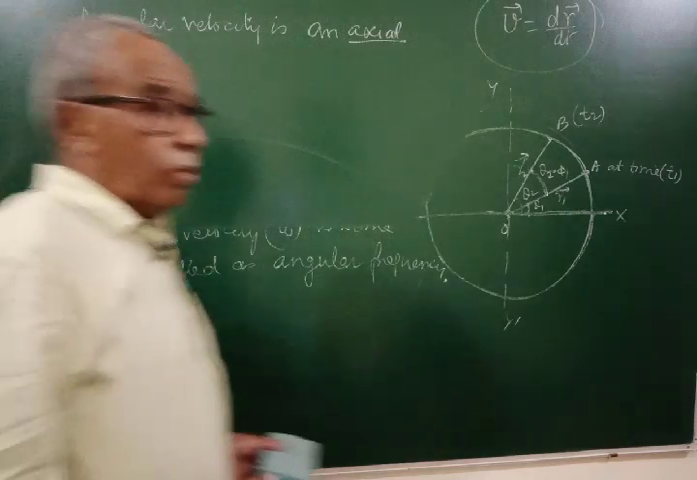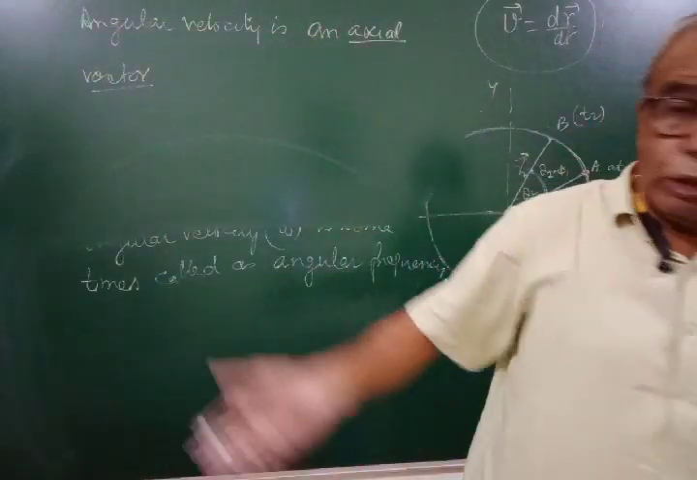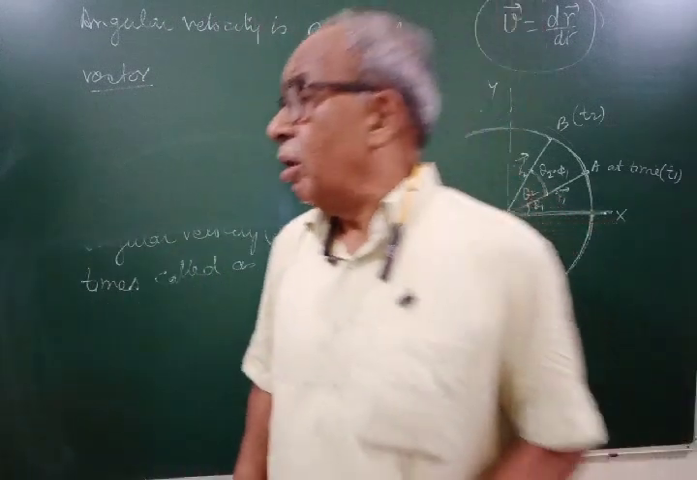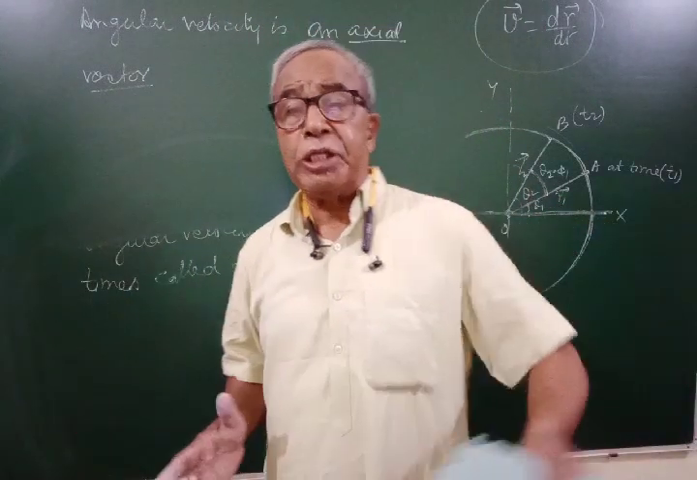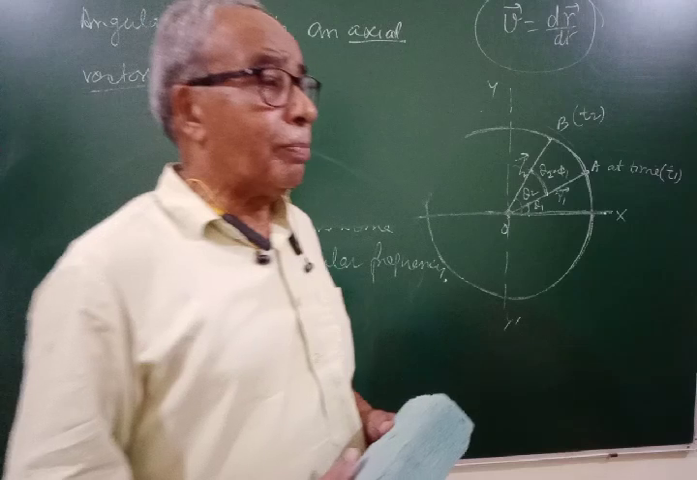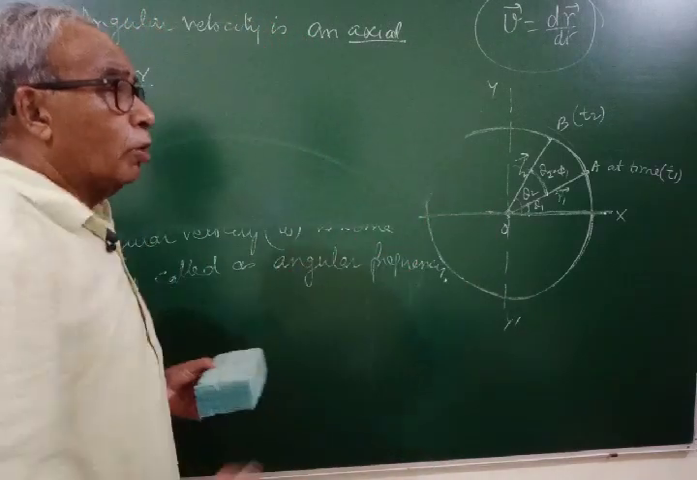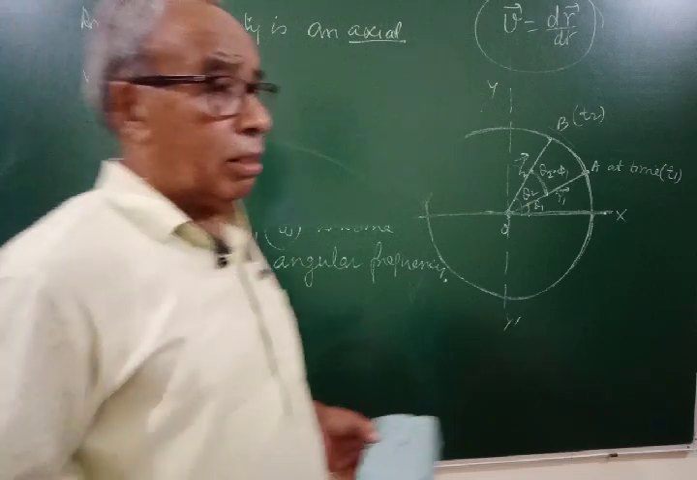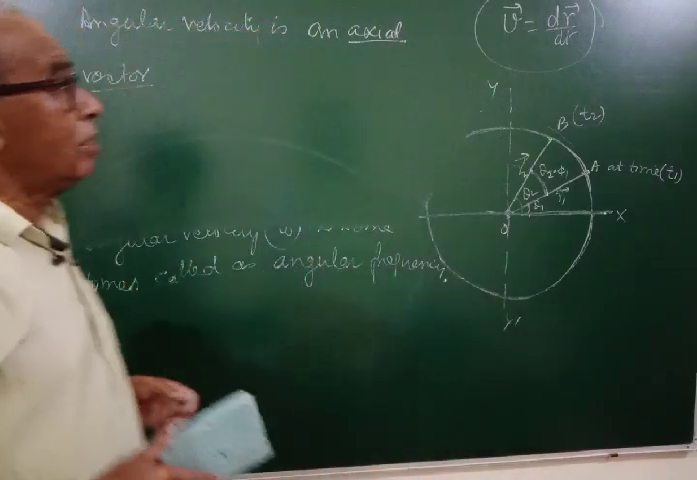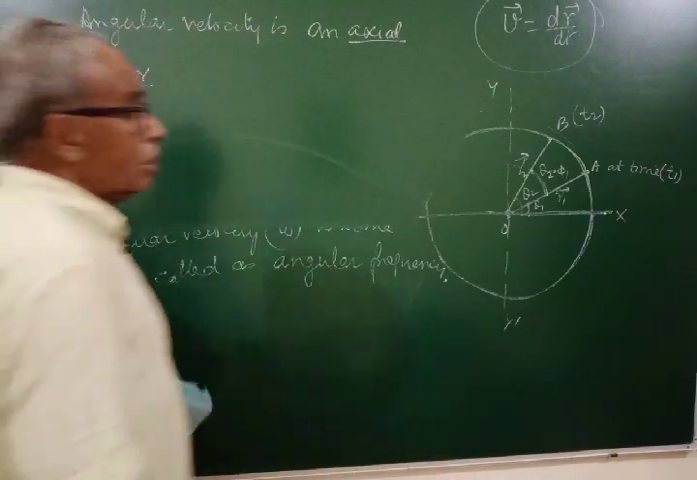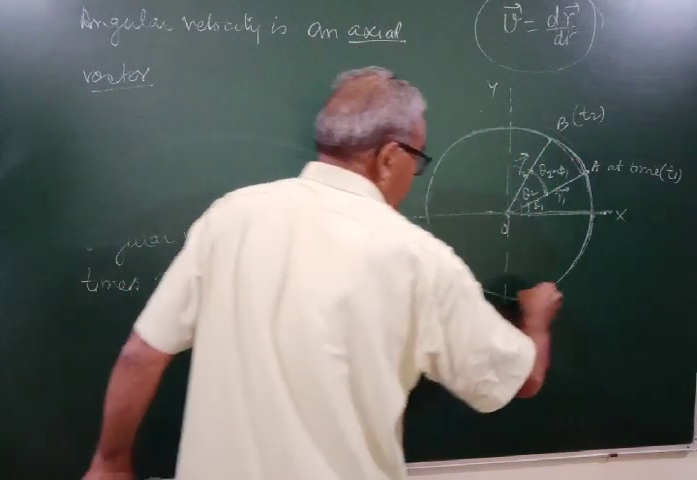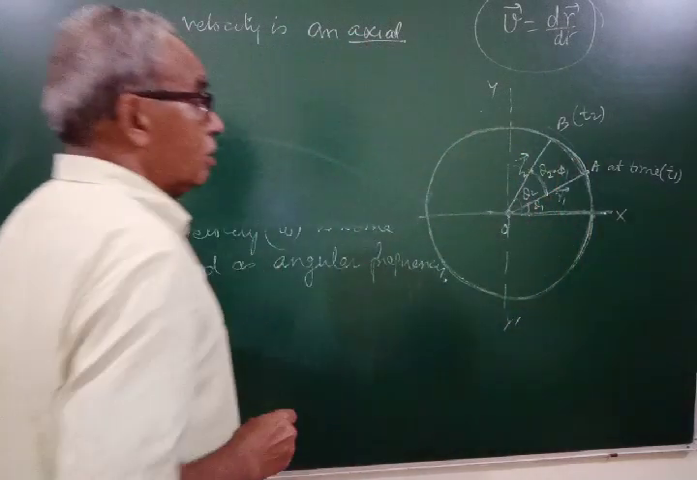You know, the thing which rotates always rotates around a particular axis. Like your bicycle wheel rotates around an axis. The imaginary line around which a body rotates is called the axis of rotation. If this body here is rotating this way, it is called anti-clockwise.